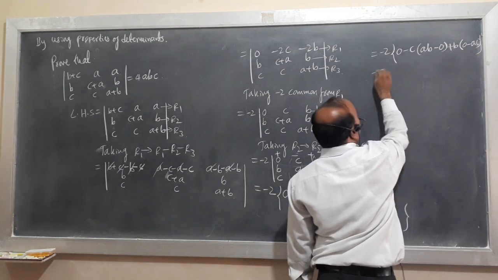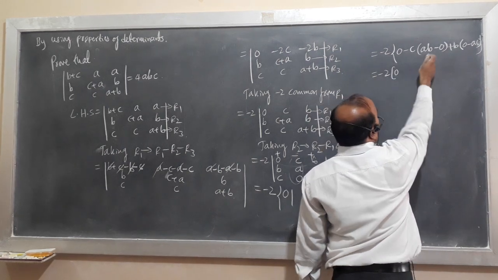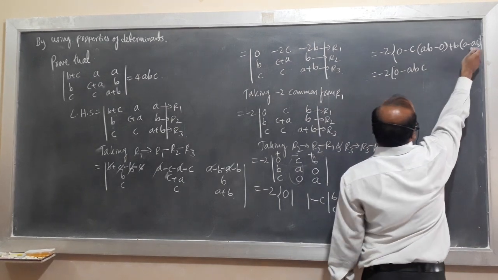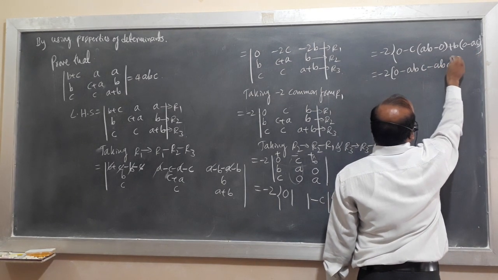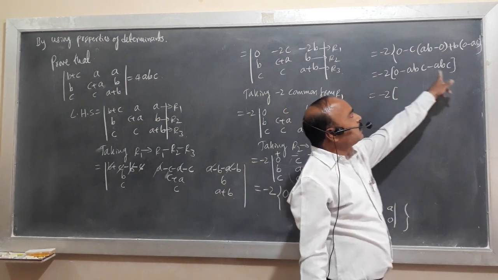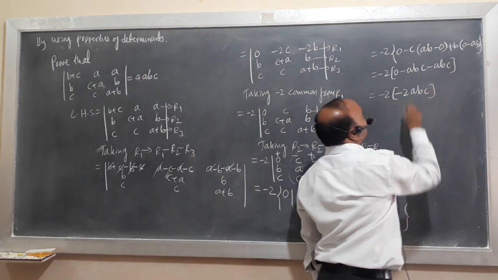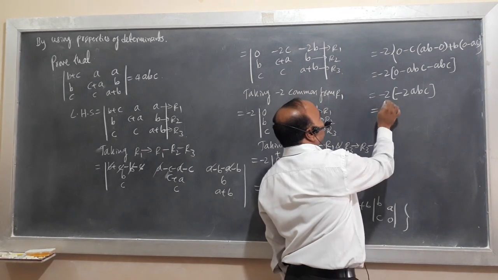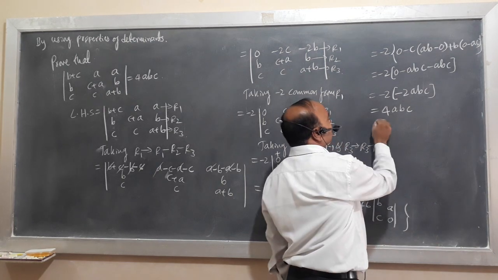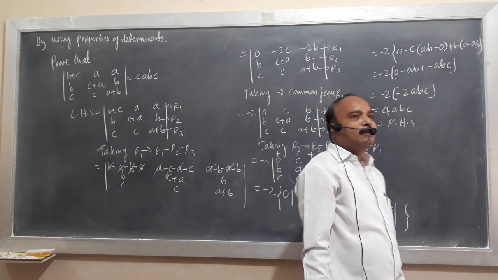Now it is completed. It is minus 2 into bracket 0 minus C into AB is minus ABC, plus B into minus AC is again minus ABC. It is minus 2 as it is, minus ABC minus ABC. What is this? Minus 2ABC it is. Now minus 2 into minus 2 is plus 4. It is ABC as it is. It is your right hand side answer, that is equal to 4ABC.